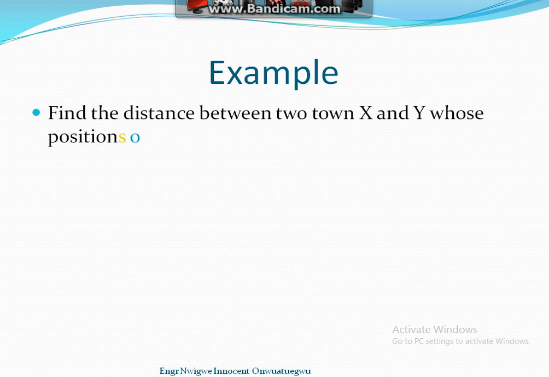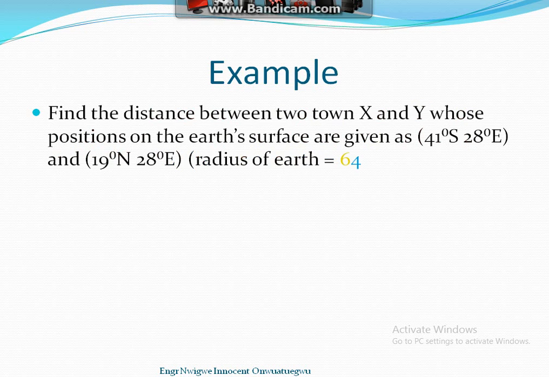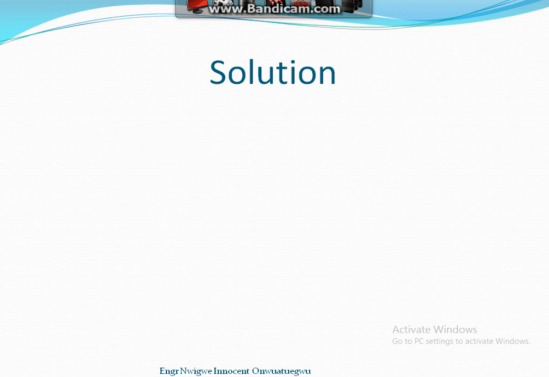Example: find the distance between two towns X and Y whose positions on the Earth's surface are given as (41 degrees south, 28 degrees east) and (19 degrees north, 28 degrees east). The radius of the Earth is equal to 6,400 kilometers, and pi equals 22 over 7. Solution: our X is (41 degrees south, 28 degrees east), and our Y is (19 degrees north, 28 degrees east).